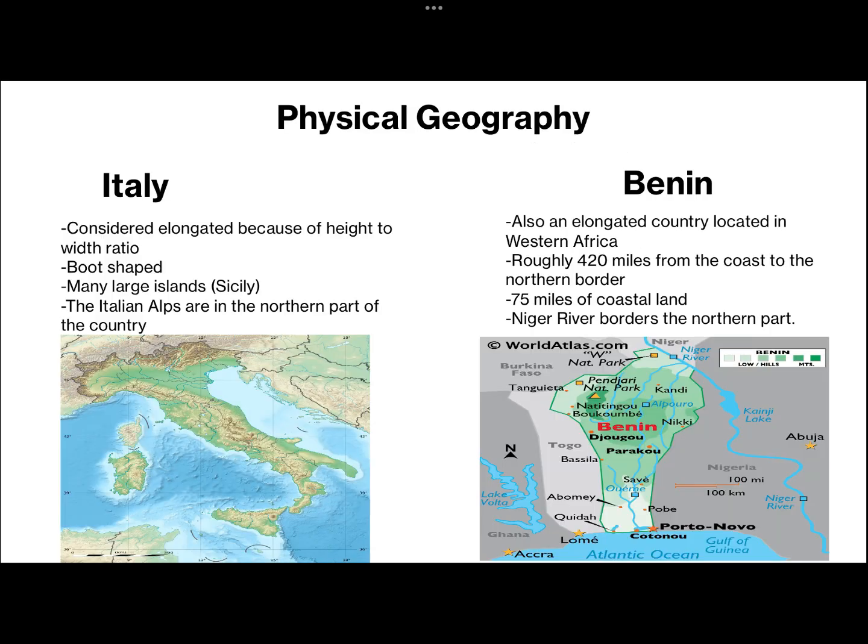Italy is considered an elongated country because of the height-to-width ratio. It is a boot-shaped peninsula with many large islands including Sicily, and the Italian Alps are in the northern part of the country, which is an example of a physical boundary.